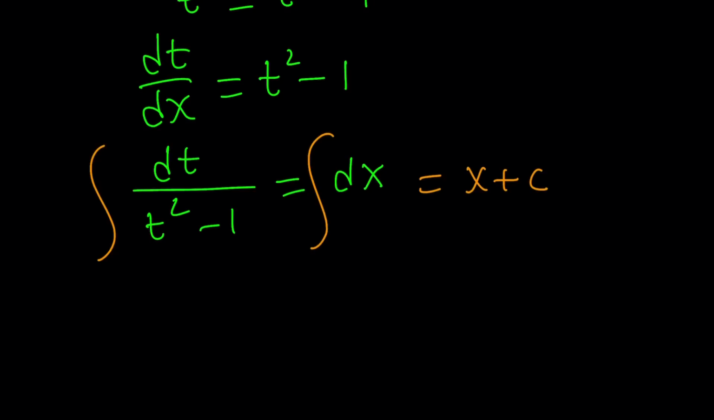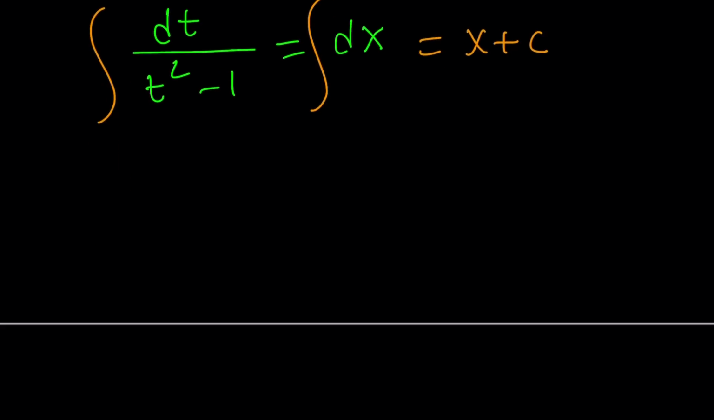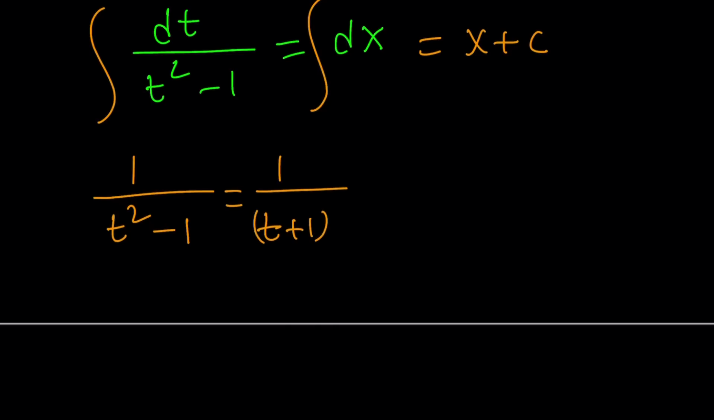How do you integrate that? So here's what we're going to do. We're going to use what's called partial fractions. So first I'm going to go ahead and factor the denominator as t plus 1 times t minus 1 from difference of two squares. And then I'll use partial fractions to separate it. Let's split this into the sum of two fractions with denominators t plus 1 and t minus 1.